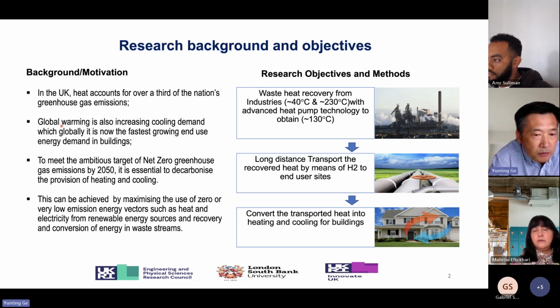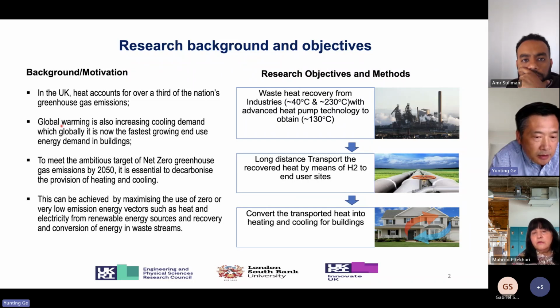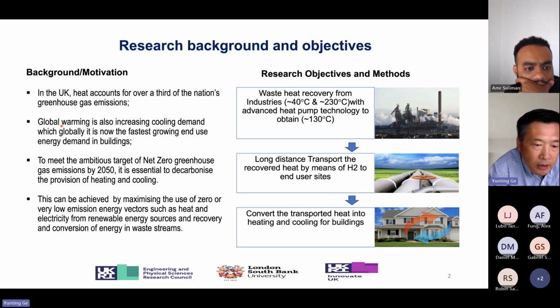So to achieve this target, we will try to use maximally the zero or very low emission energy vectors such as renewables, and also the waste heat recovery from industries. So here you can see from this slide the research objectives and the method.